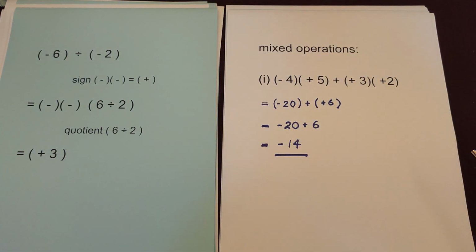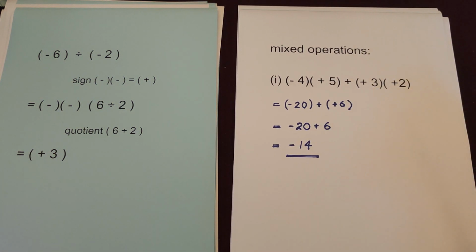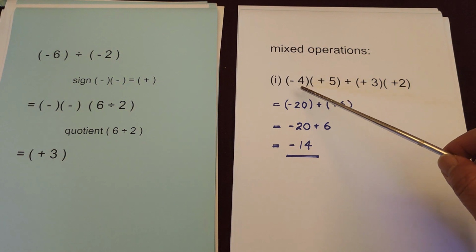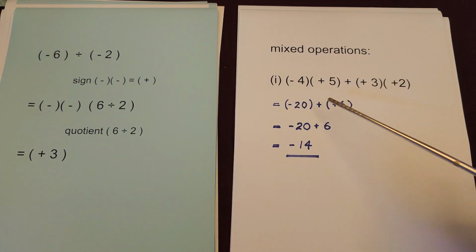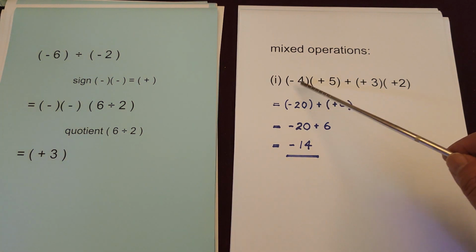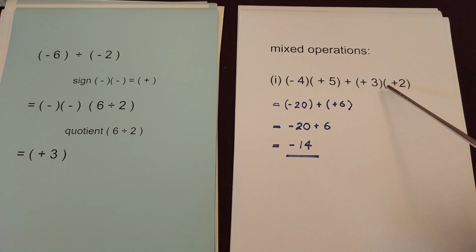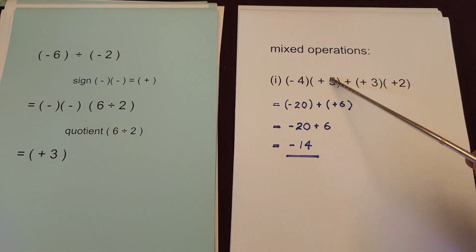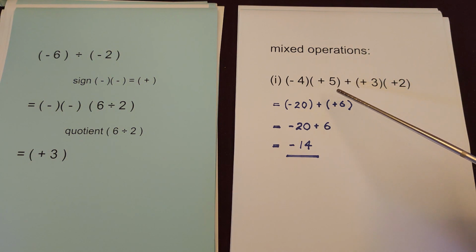Okay, let's come to a mixed operation. In a mixed operation, we have multiplication and addition mixed together. Take negative 4 times positive 5 plus positive 3 times positive 2. So we do the first part, the multiplication first.